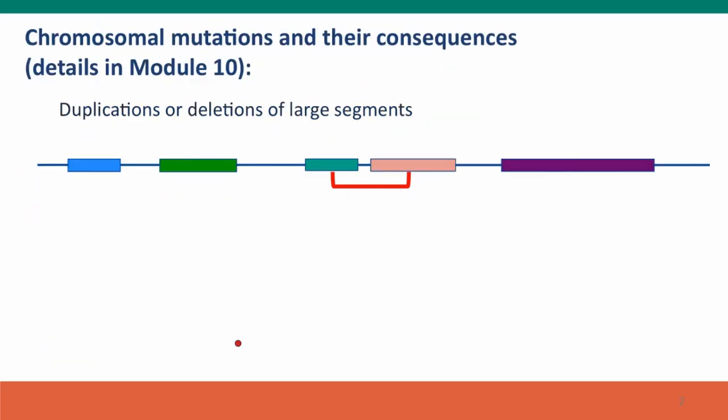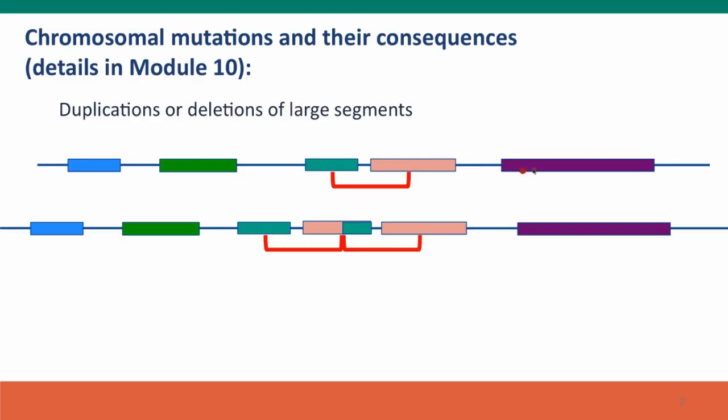Now, let's switch to thinking about chromosome mutations. And we'll just cover these very briefly because we'll do them in a lot of detail in Module 10. The first kind to think about is duplications or deletions of large segments. We talked about very short duplications and deletions, insertion of a base or two, deletion of a few bases. But larger deletions can have quite dramatic effects.